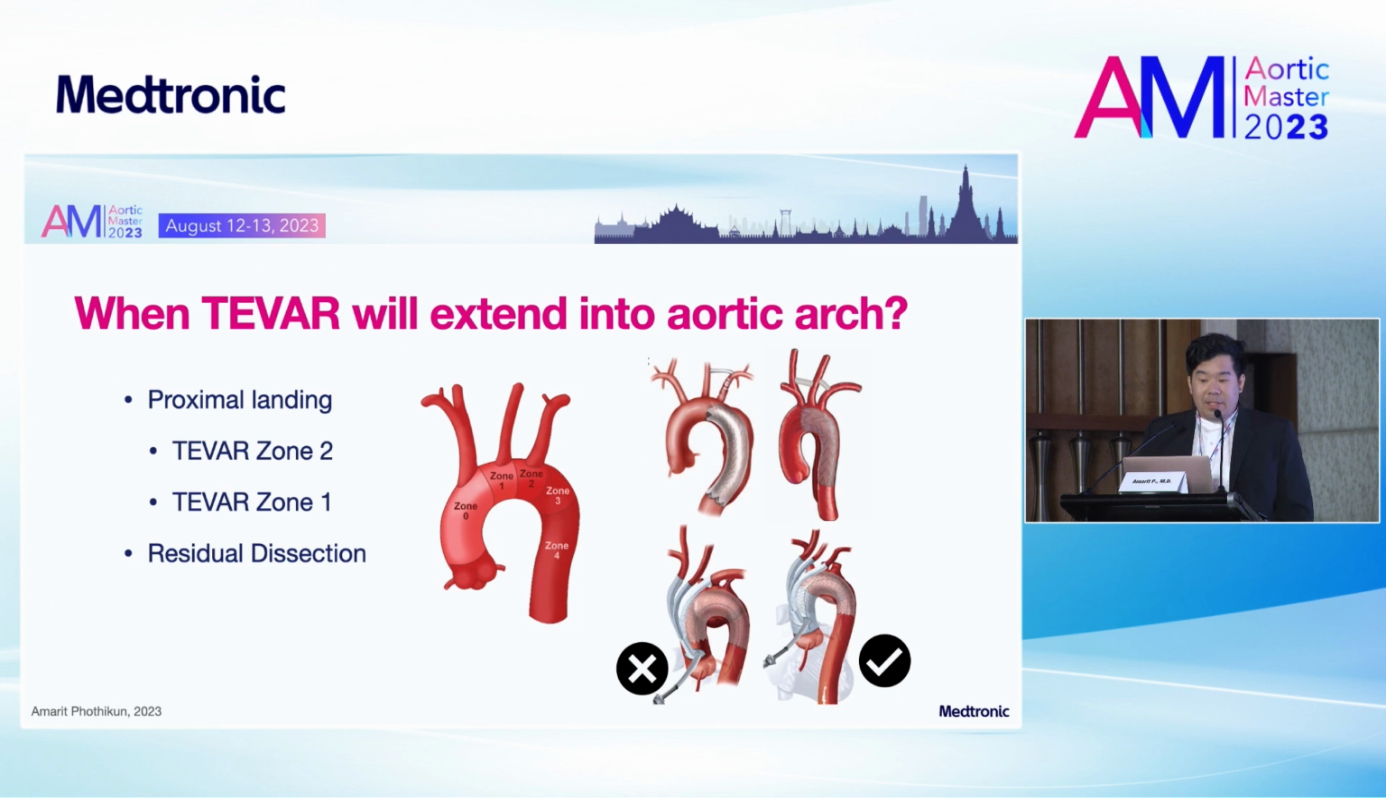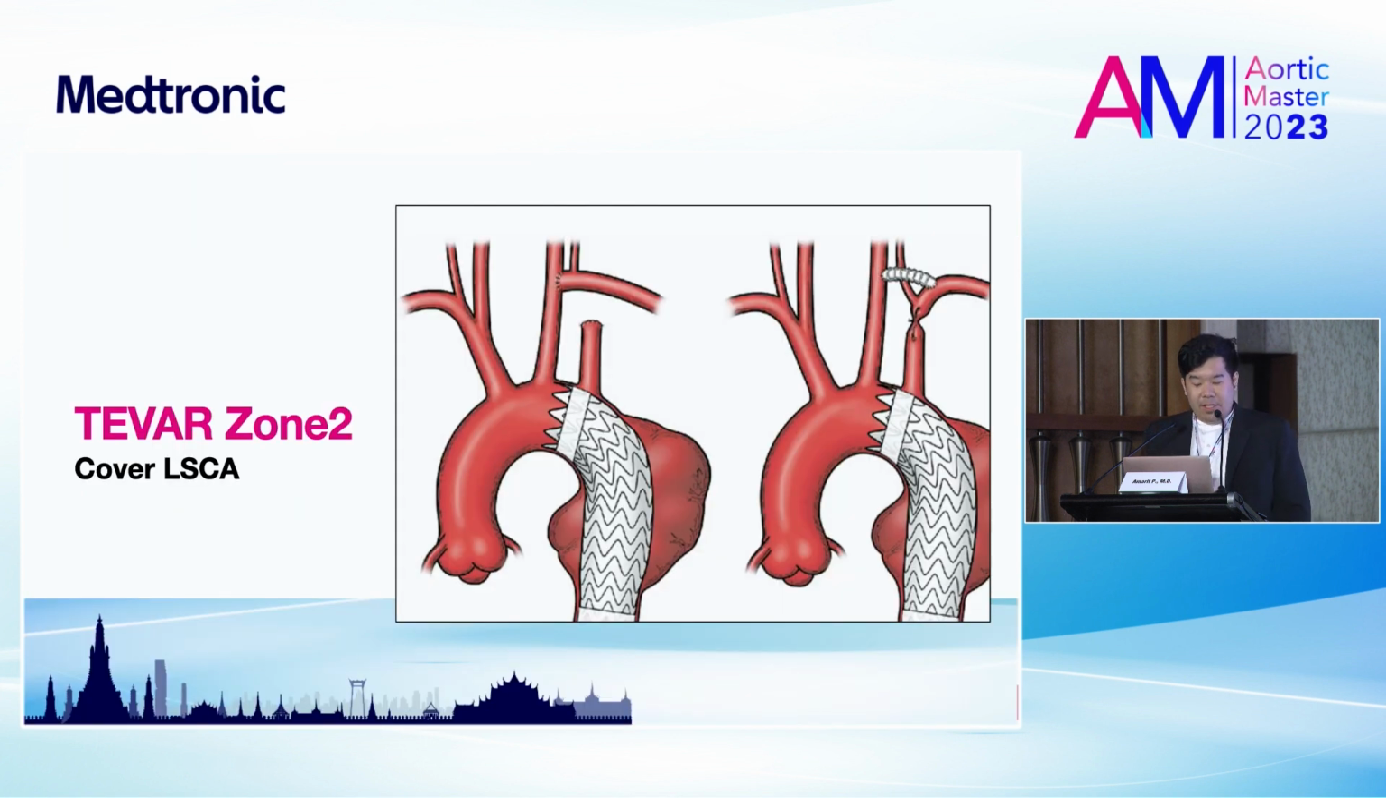So when the TEVAR extends into the aortic arch, the indication is up to the proximal landing zones. If they use the extension to the aortic arch, first we intend to worry about the proximal landing zone. So the TEVAR may have a role in TEVAR zone 2, TEVAR zone 1, and of course for the residual dissection after first repair of the Type A dissection, where the aortic arch still has a dissection. So the TEVAR may have a role in all of this disease.